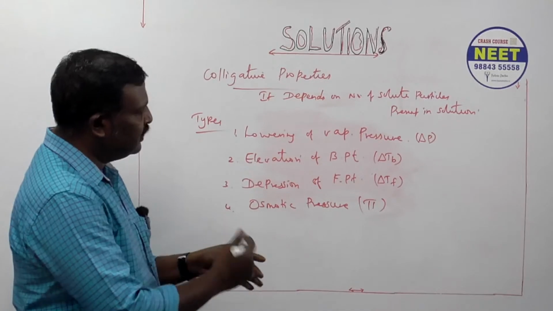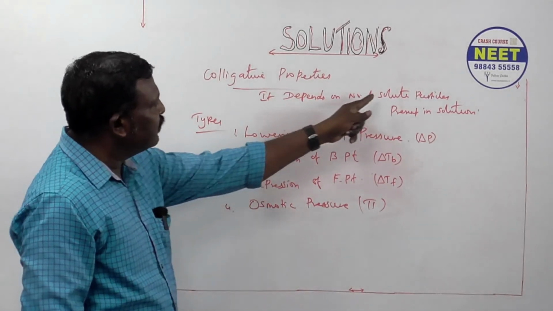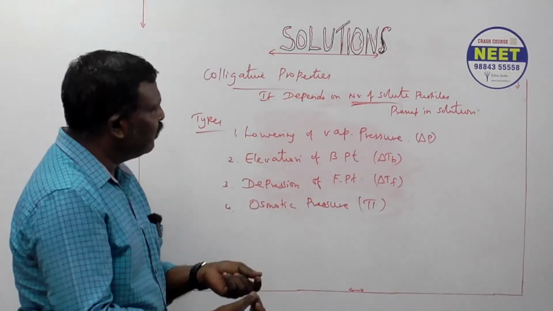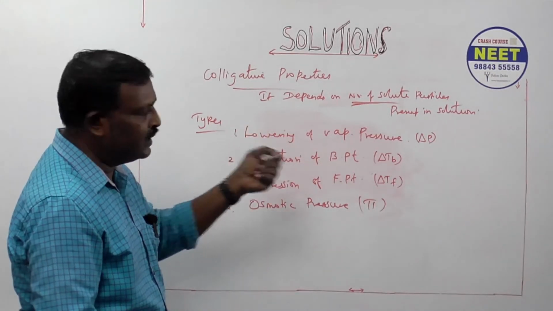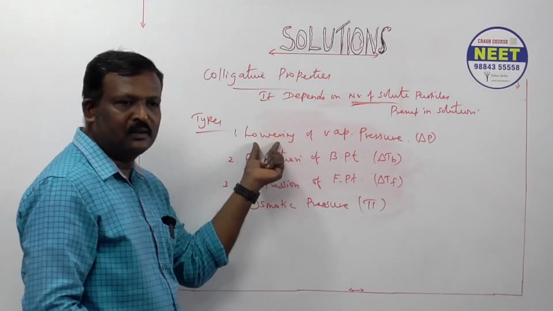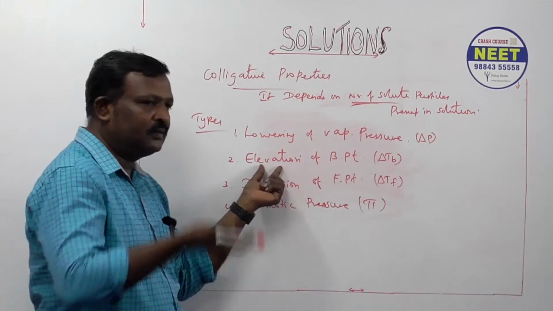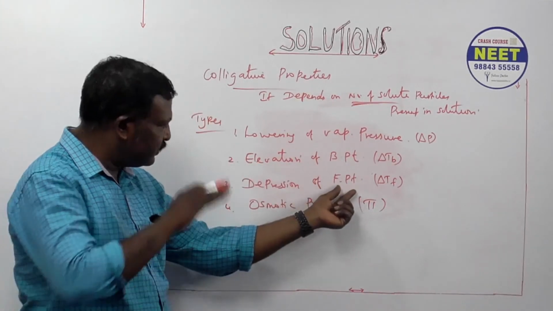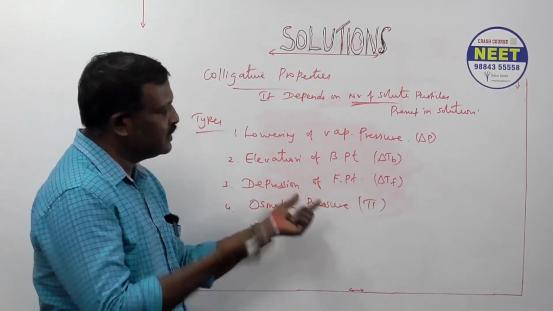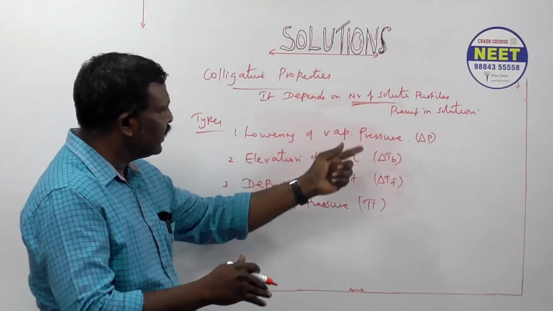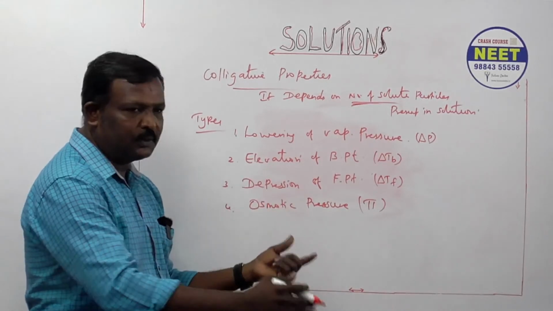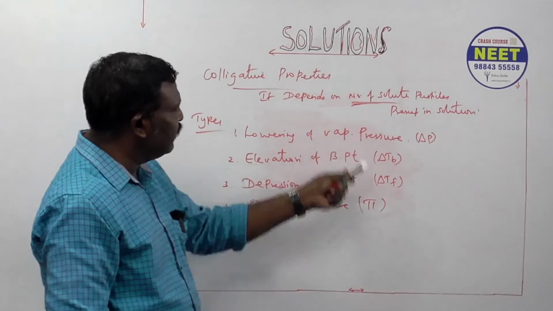This will change, increases or decreases, depending upon what? Number of solute particles. If you have more number of solute particles, this will change. It may increase or decrease. Vapor pressure decreases. Boiling point increases. Freezing point decreases. Osmotic pressure also increases if you have more solute particles or a highly concentrated solution. Each and every one has some symbol.